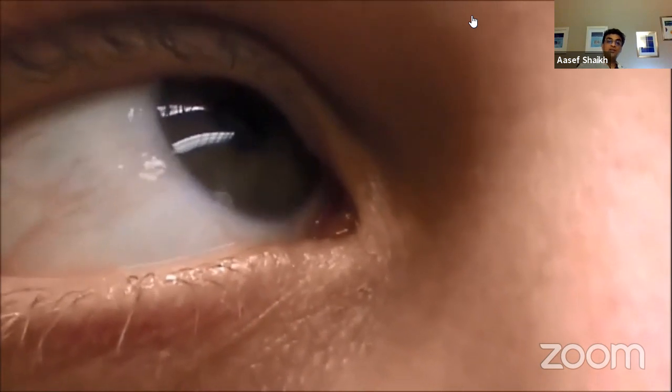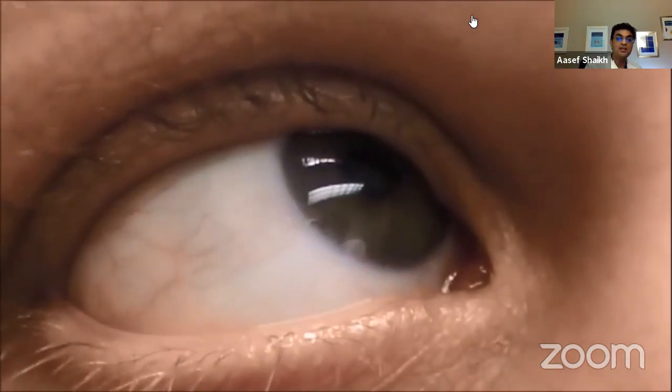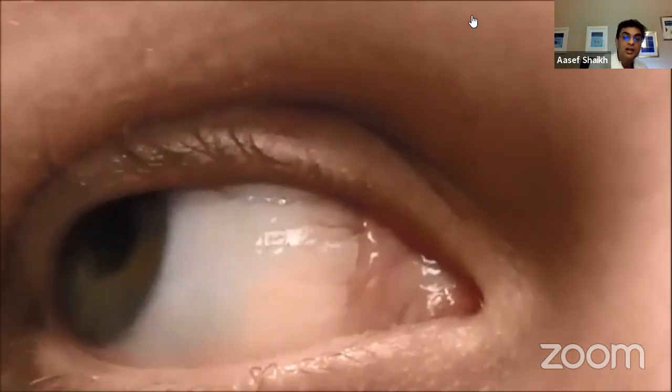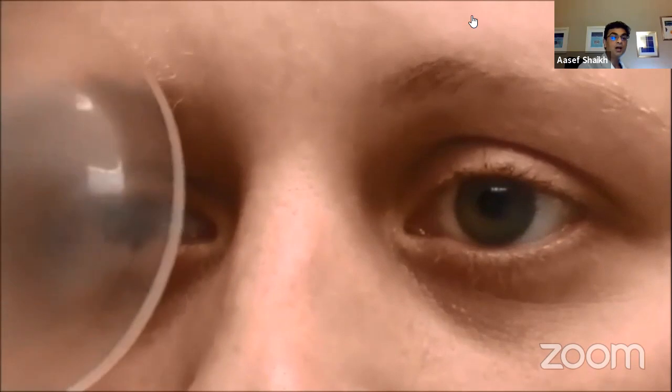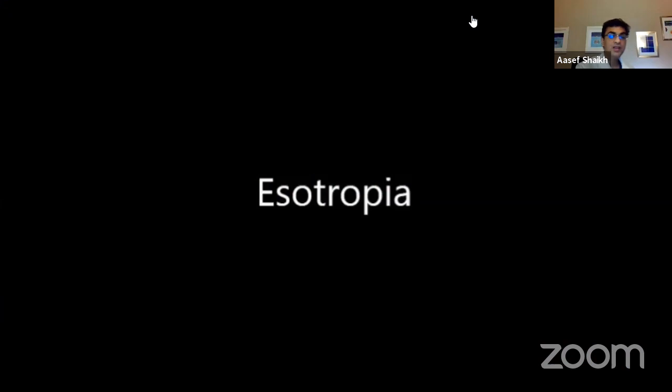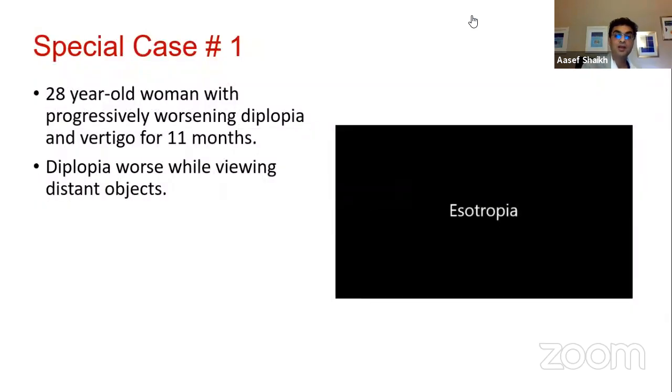So basically, there was gaze evoked nystagmus. In her case, the null was shifted. She also had an esotropia. The covered eye goes to the right, nose, eso. So she had esotropia and she had gaze evoked nystagmus, but the null was shifted to the right side. And of course, her vertigo was much worse when she would look to the left gaze. She had headache and pressure.